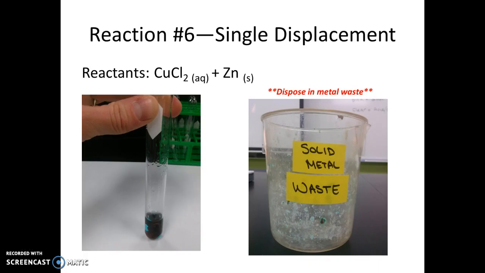We don't want any of the zinc going down the drain in the lab because it would clog the drain. So dispose of that in the metal waste container in the front of the room. All the other reactions that you do, you can wash the solutions down the drain, and you can wash your test tubes in the sink like you normally do. So reaction number 6 is the only one that has a special disposal container.